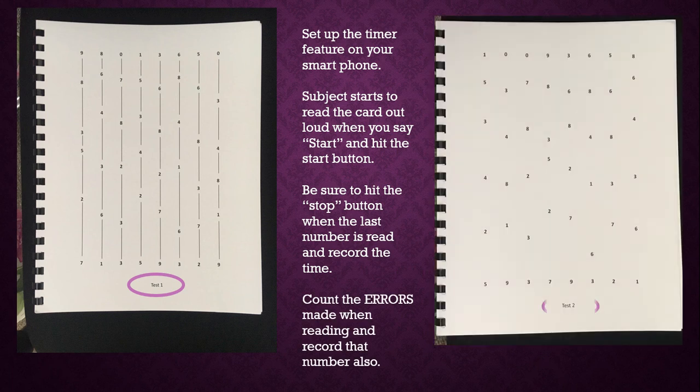Next, you're going to show test number 2. Now in test number 2, the task is the same, but all of the lines have been removed. Okay, but again, they're going to start at the bottom left, and the last number they should read should be at the top right. And you're going to time this one separately from the first card, and you record both the time and the number of errors made for that as well.